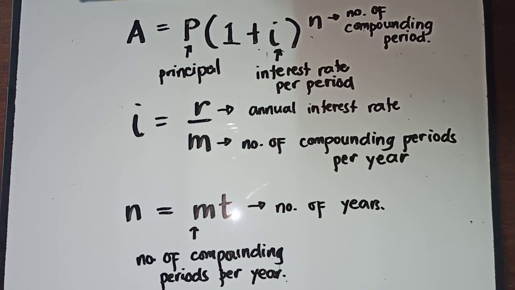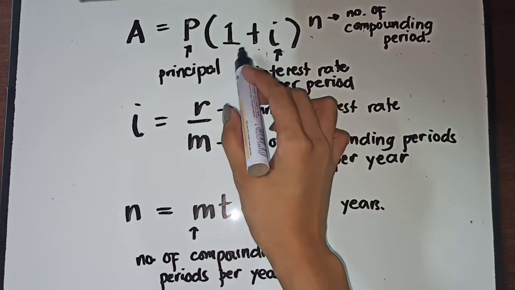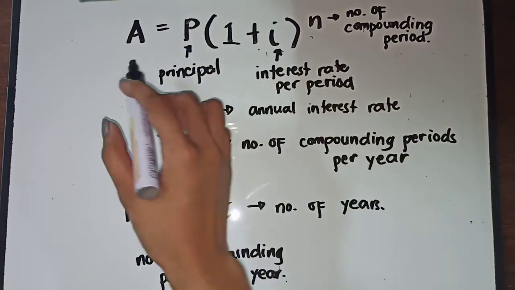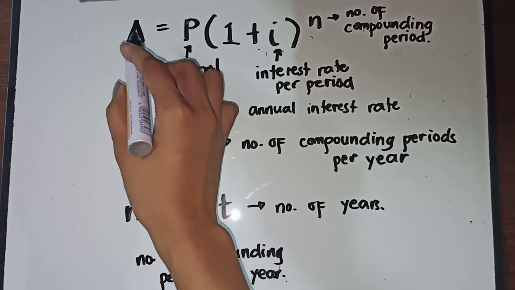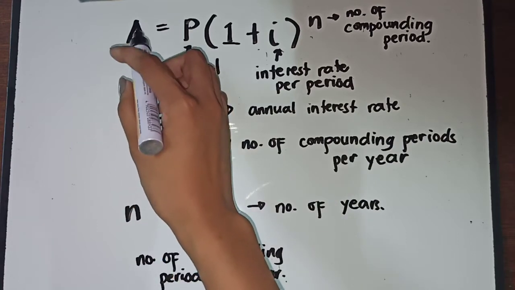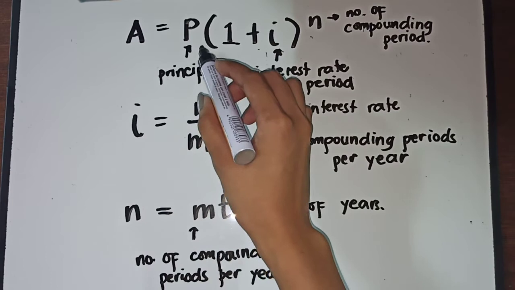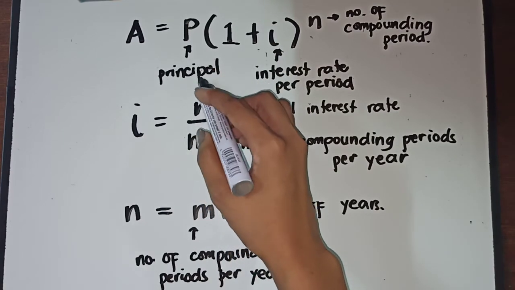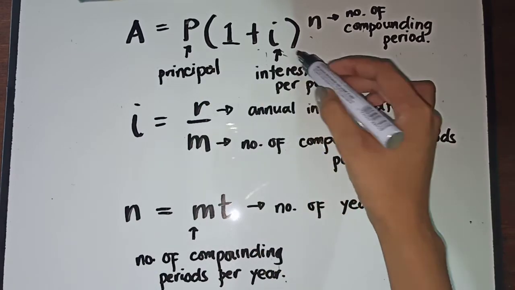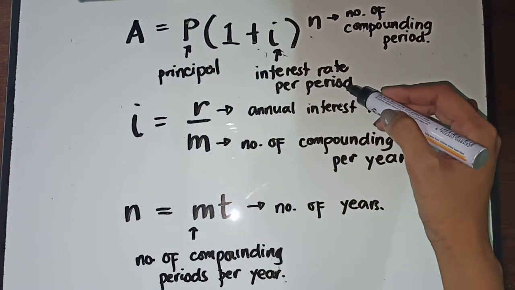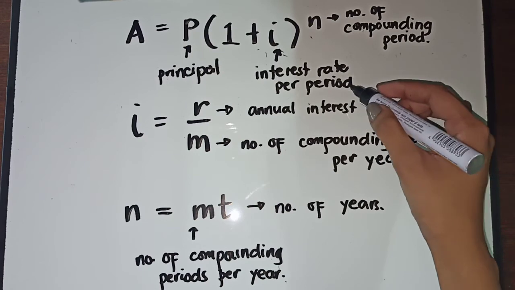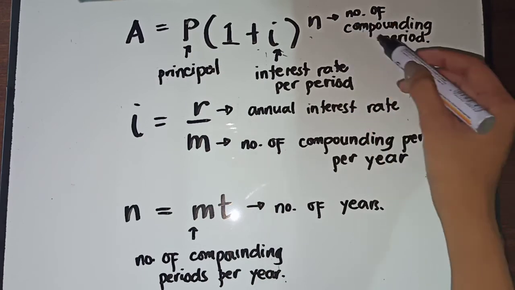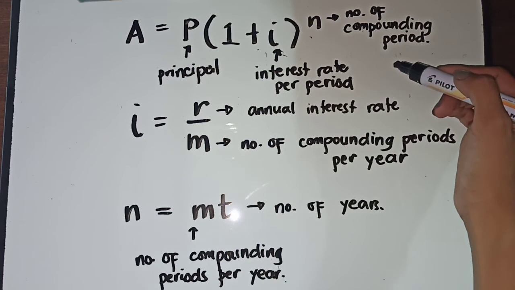Again, compound amount. In solving compound amount, we have A is equal to P multiplied by the quantity 1 plus I raised to N. This A is your money after years. So ito yung makukuha mo, included na si interest. And this P is your principal, or kung magkano ba yung inutang mo or magkano ba yung ininvest mo sa isang bangko. Then this I is the interest rate per period. And this N is the number of compounding periods.